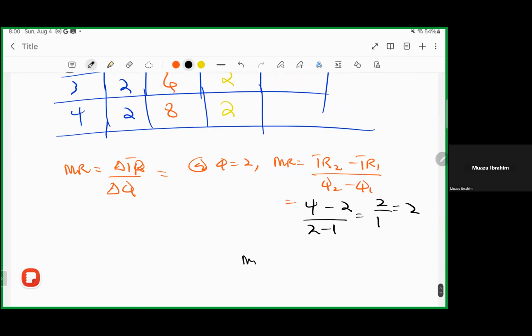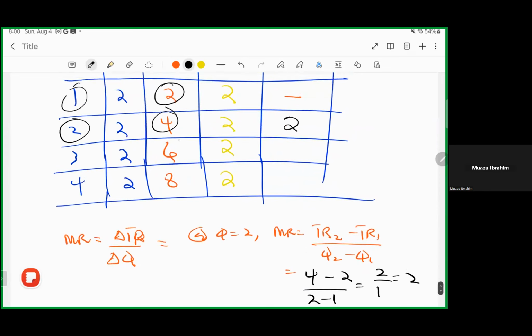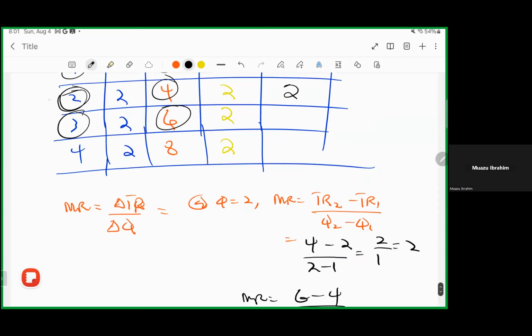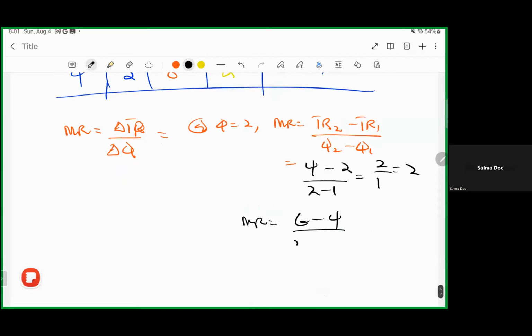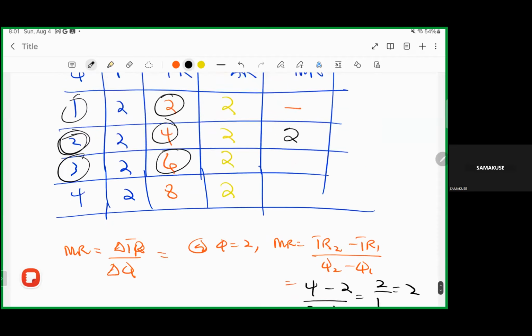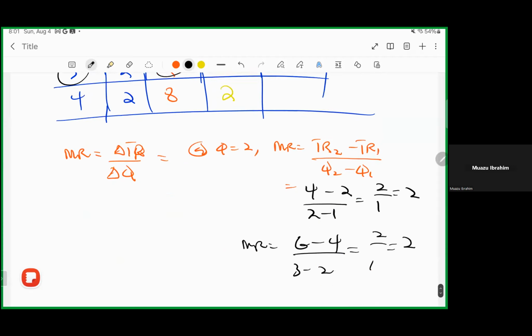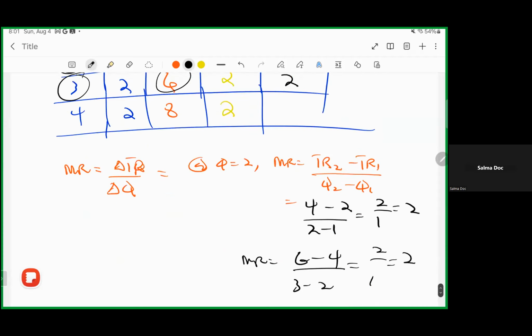I'll go to the next one. 6 minus 4 all over 3 minus 2. Here will be 2 divided by 1. What will you get? 2. So here is also 2. And when you do the other one, it will be 8 minus 6 all over 4 minus 3. Here will be 2 divided by 1. You will get 2. So here is also 2.